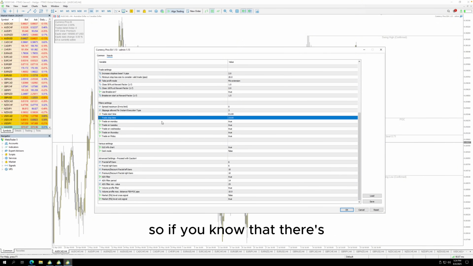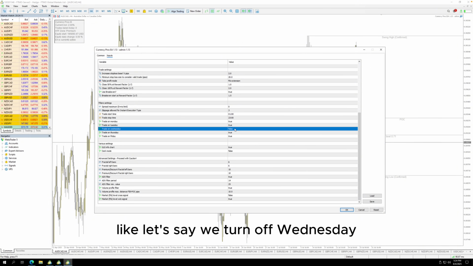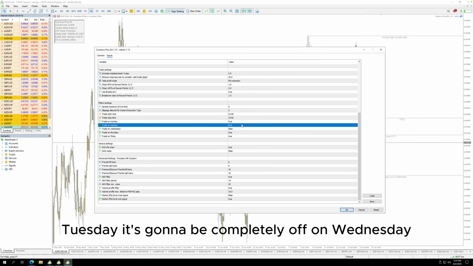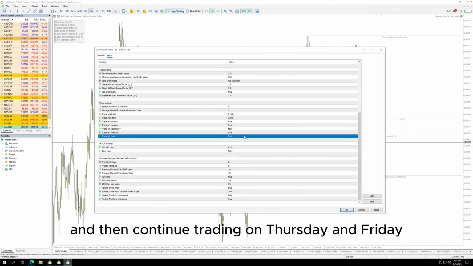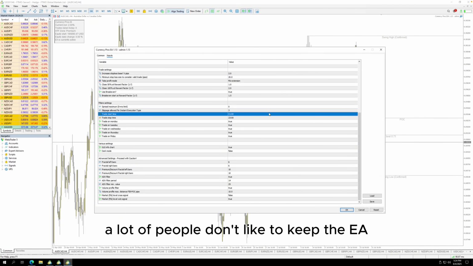So if you know that there's a lot of news events on one specific day, for example, you could turn off that day. Like let's say we turn off Wednesday. That means the EA is going to trade Monday, Tuesday, it's going to be completely off on Wednesday, and then continue trading on Thursday and Friday. So that's one thing you can do to mitigate risk. A lot of people don't like to keep the EA on during news events, and that's totally understandable.